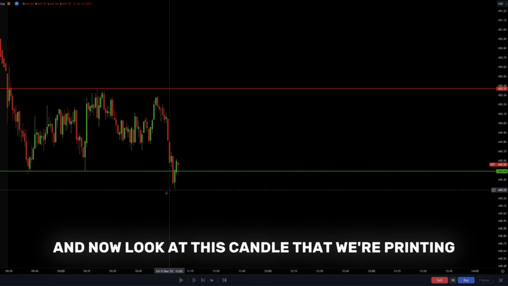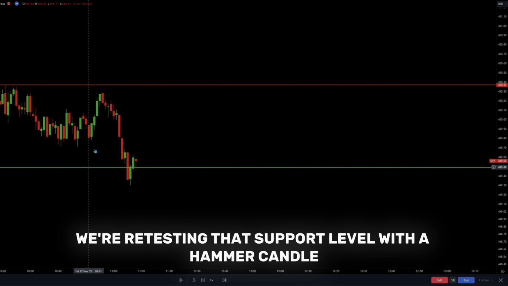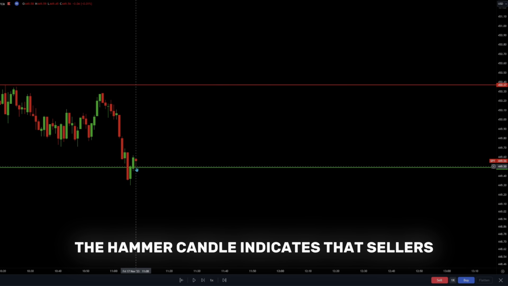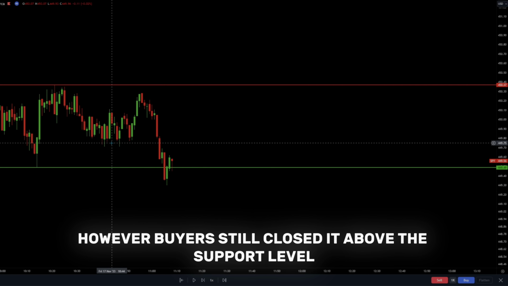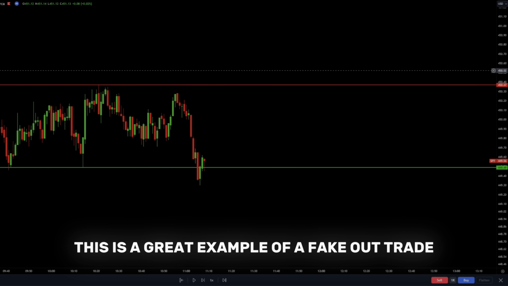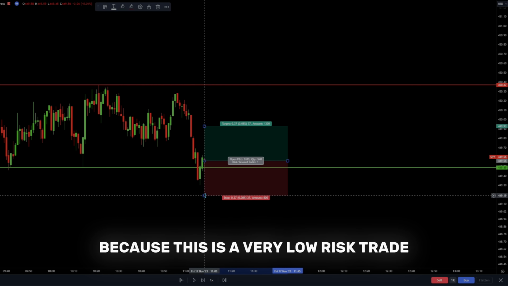And now look at this candle that we're printing. We're retesting that support level with a hammer candle. The hammer candle indicates that sellers tried to bring the stock down. However, buyers still closed it above the support level. This is a great example of a fakeout trade. This is where we can enter in for the fakeout, right? Because this is a very low risk trade.